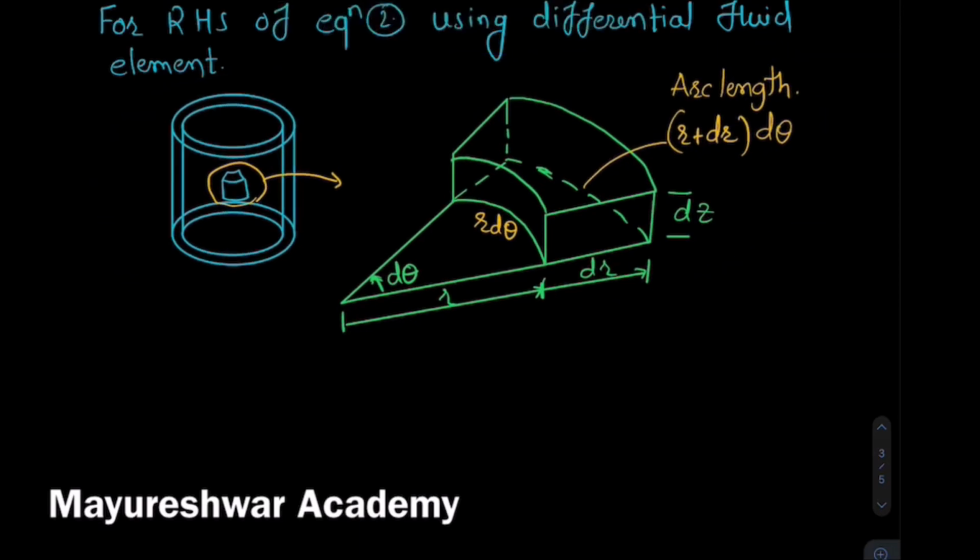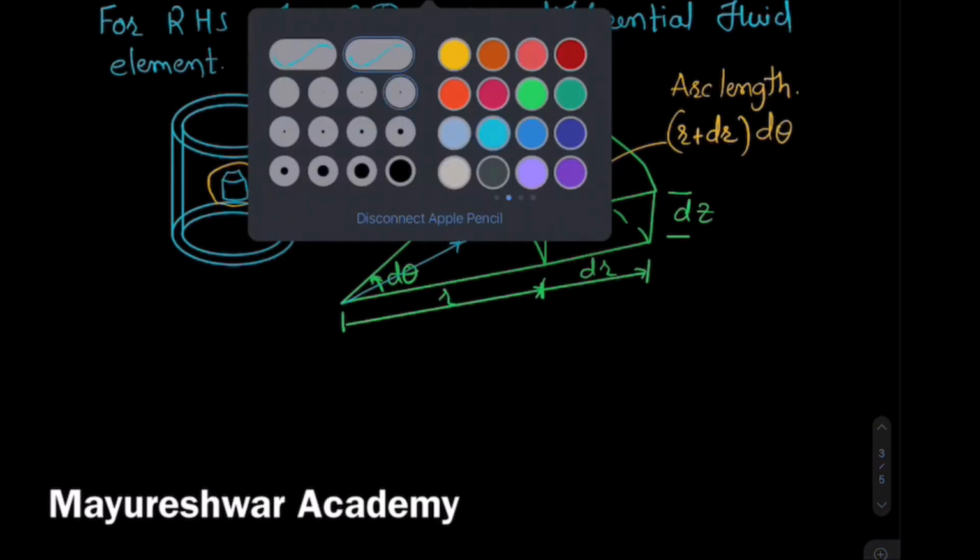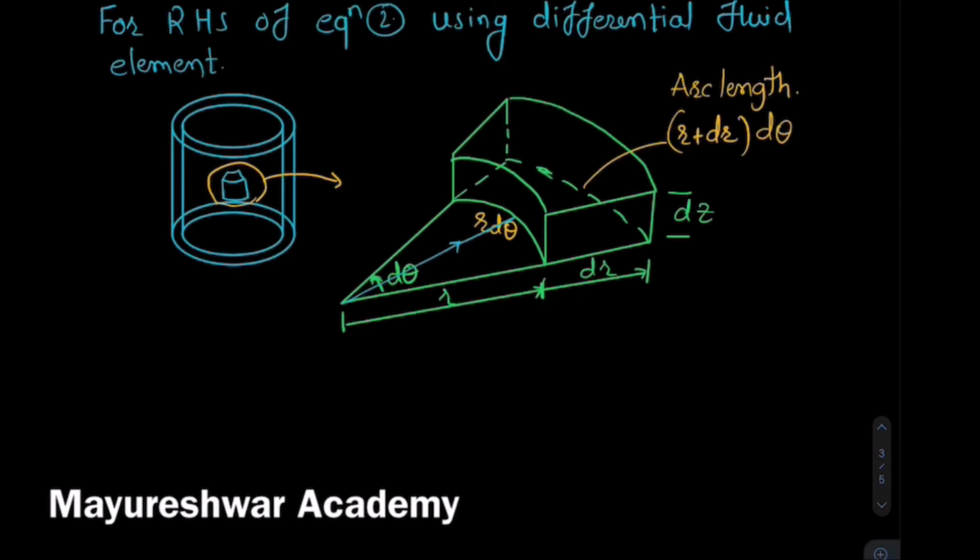This is the last diagram which we have used in our earlier video of conservation of mass while deriving it along cylindrical coordinates. So let it be r direction and d theta and dz direction. So this basically shows the arc lengths r d theta and r plus dr d theta on the right side. So this is the description of elemental definition which we are going to use in this particular video.